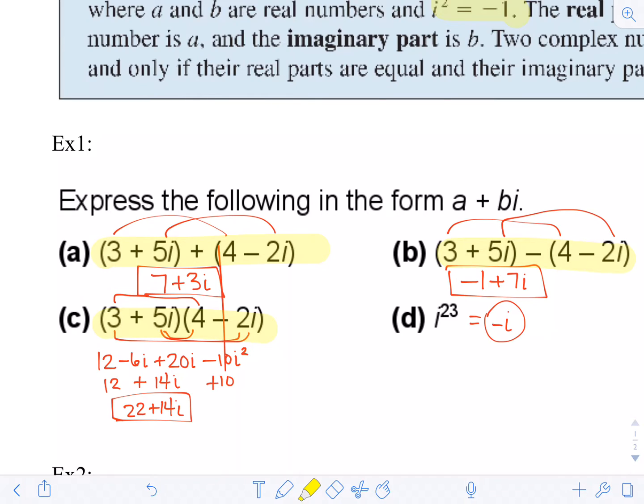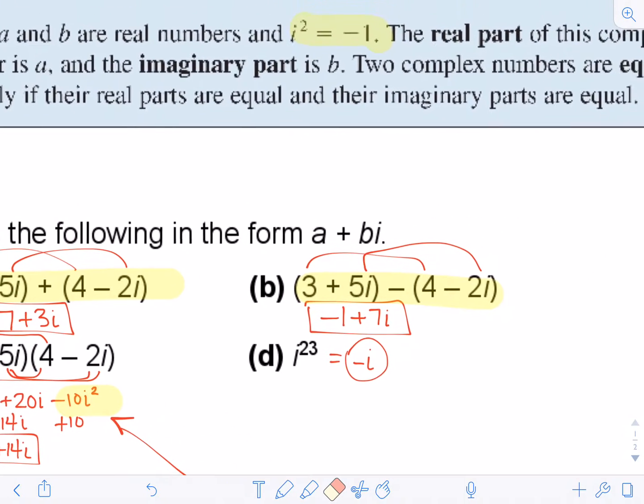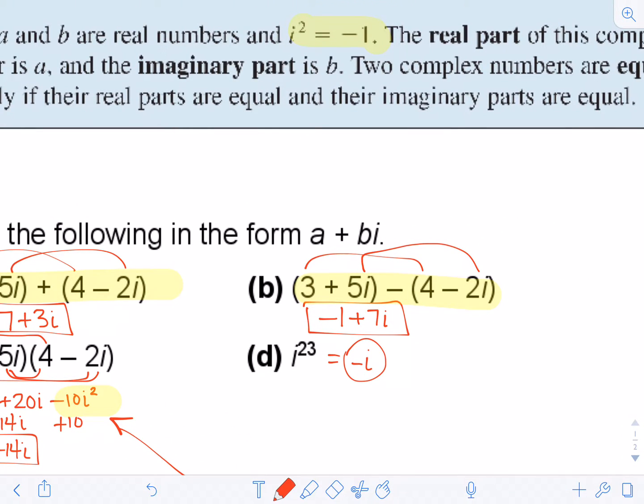So essentially when you get an i squared, for example, right here, you treat it as -10 times, essentially. There's a little mark there. -10 essentially times -1, right? So when you treat it like that. Lastly, because i squared is -1, we've got a couple of things that happen.